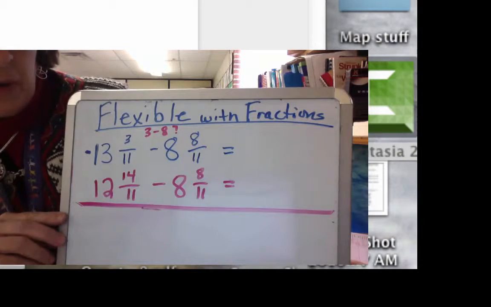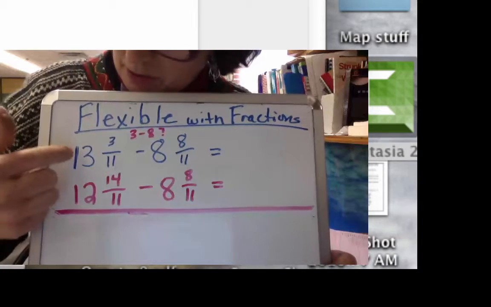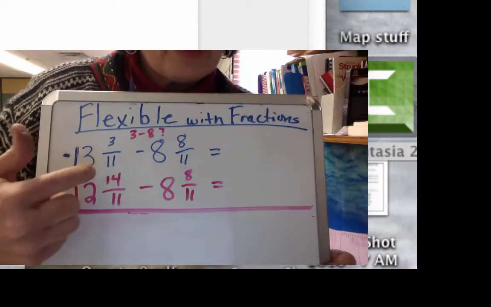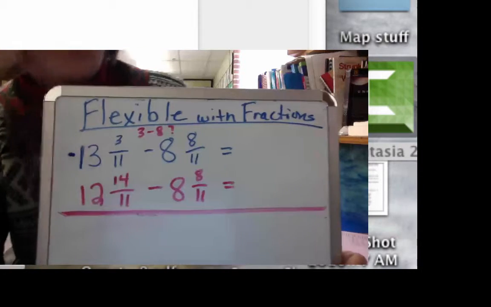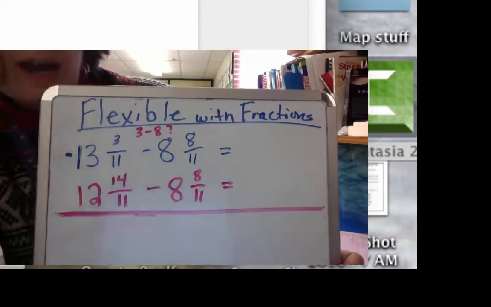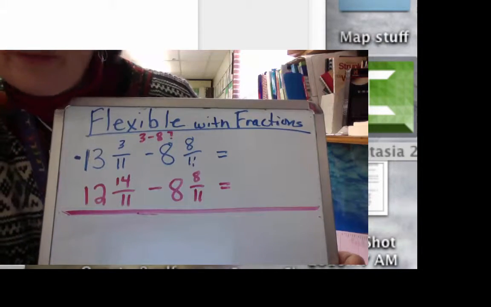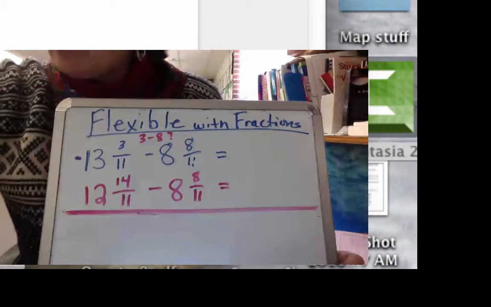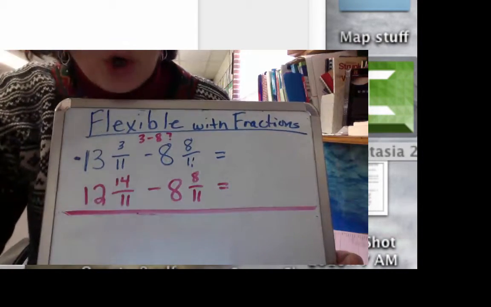Number 11. And number 11 is 13 and 3/11 subtract 8 and 8/11. Now, the first thing you do is you look at the denominators. And you'll notice they're both 11, so you've got a common denominator. You don't have to worry about that.